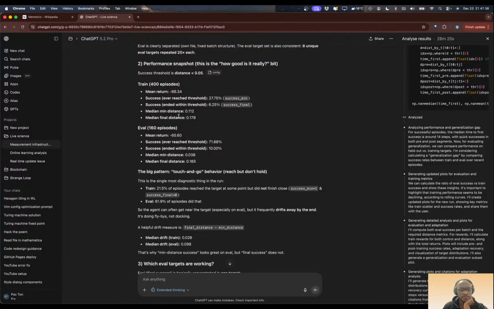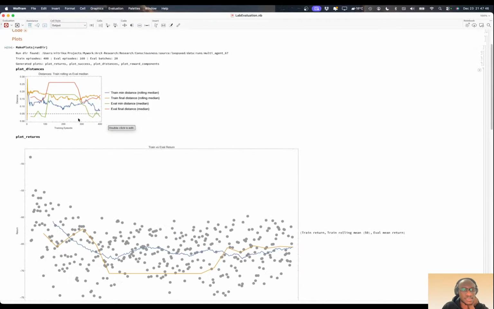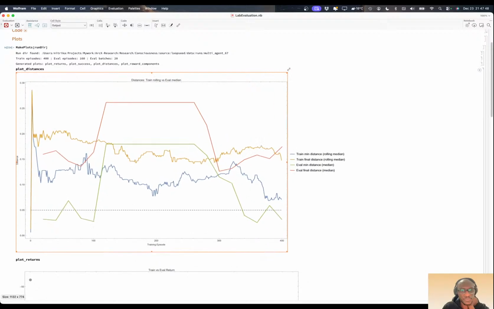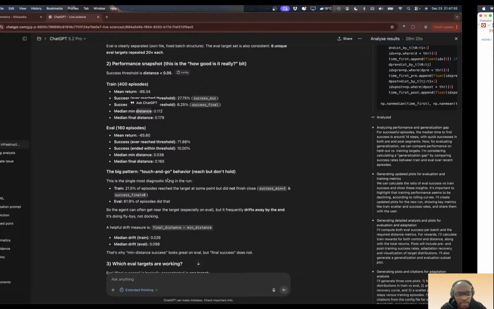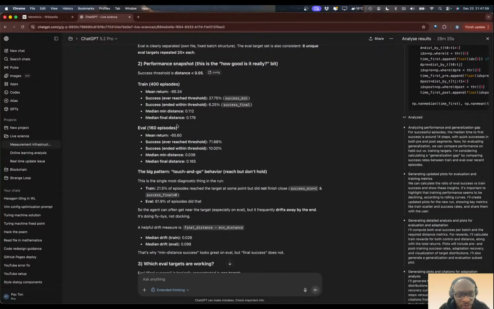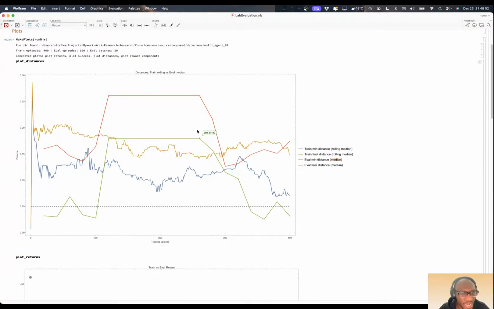Then median distance. So we also saw distances. I think this was this, yeah. And median distance, the median is the green one. It's 0.112, and then median final is 0.179, which is the final one, the red one.